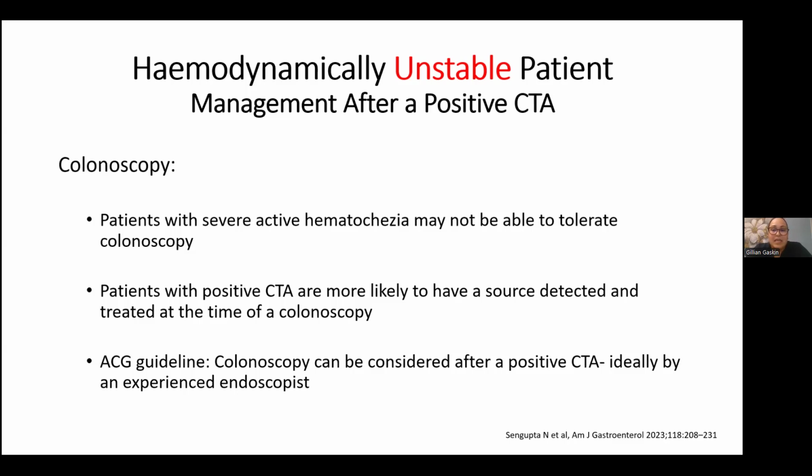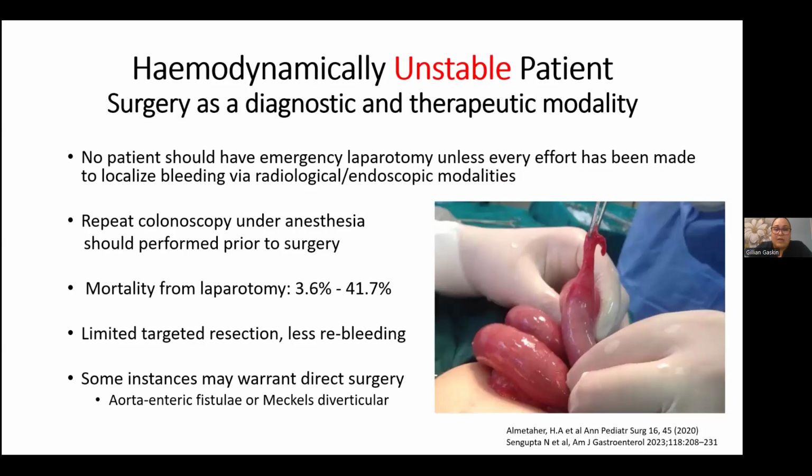But ultimately, if angiography is not possible or not helpful after a positive CTA, then colonoscopy should be performed to attempt hemostatic control, especially considering that the next option may be surgical. And currently, all three practice guidelines have a clear stance that no patient should have emergency laparotomy unless every effort has been made to localize bleeding by radiologic or endoscopic modalities. And this is because of the high risk of morbidity and mortality that's associated with urgent laparotomy.